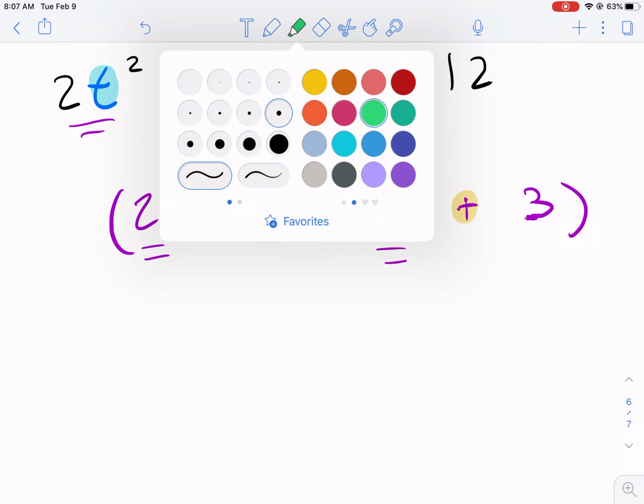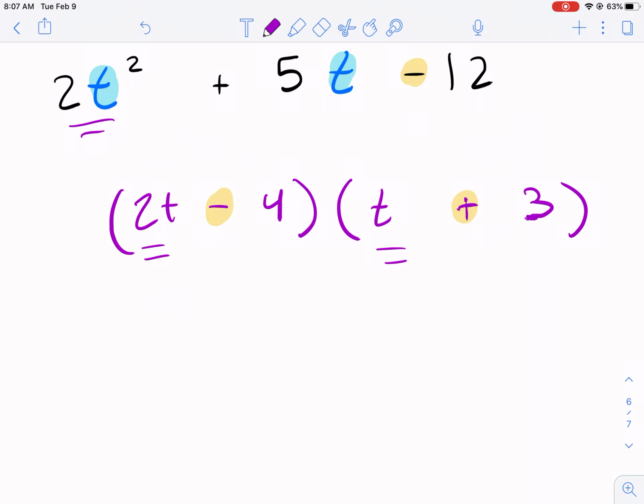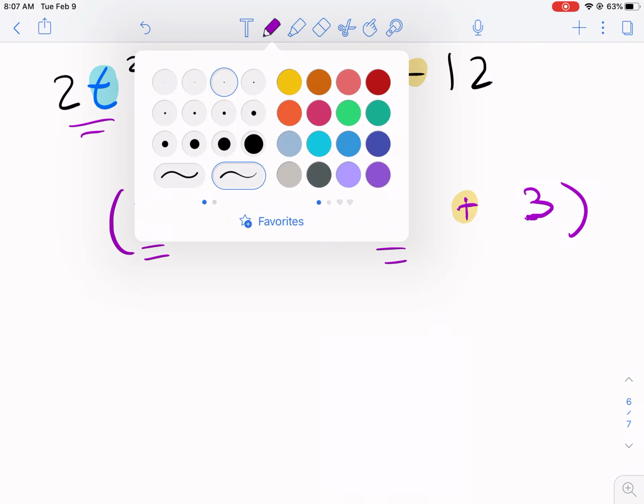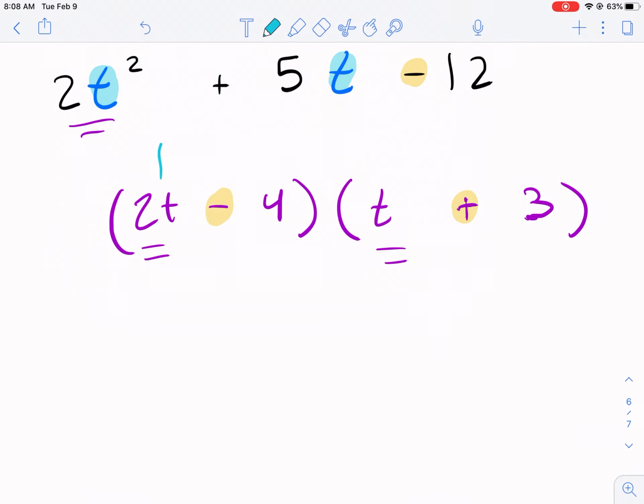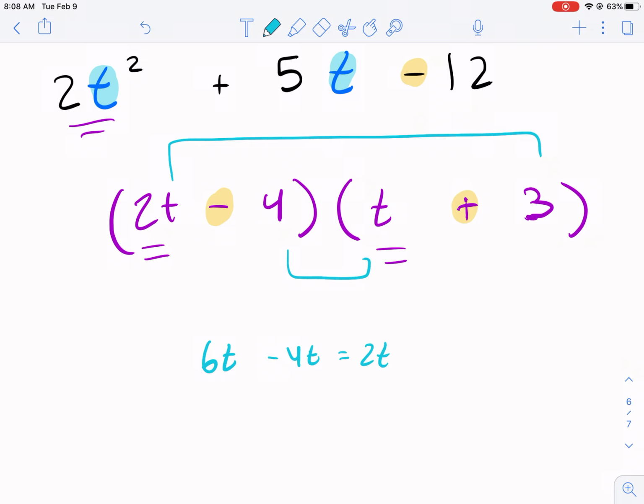The one we really need to worry about is the middle term. Okay, so I'm going to change the color. We know that 2t times t, the middle term is composed of the outside and inside. So 2t times 3 gives us 6t, and then we subtract 4t, and we get 2t. So it's not big enough.